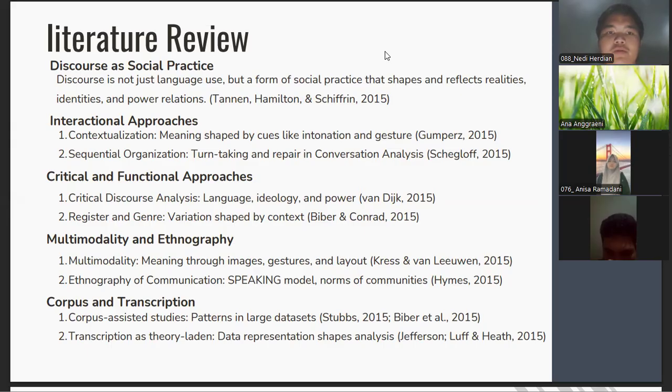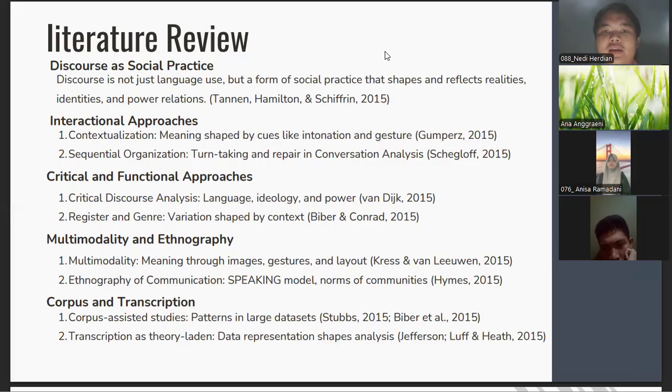And number two is interactional approaches. Gumperz 2015 highlights the concept of contextualization, where subtle cues like intonation, code switching, or pacing guide how listeners interpret meaning. These cues often explain why miscommunication occurs across cultural groups.